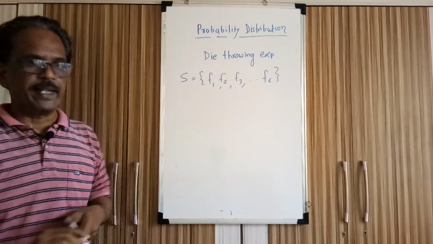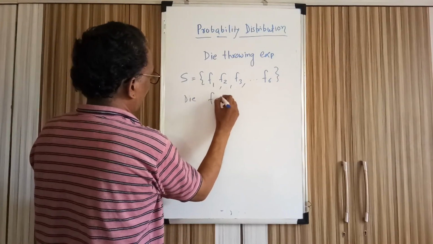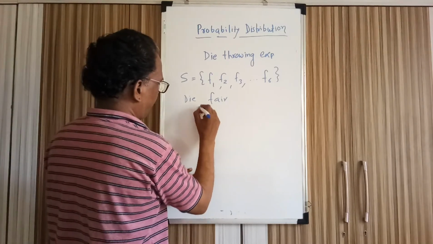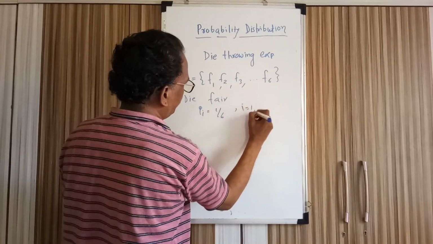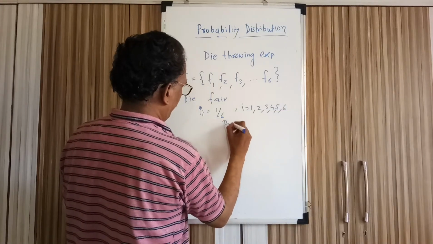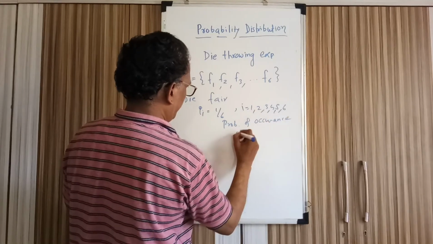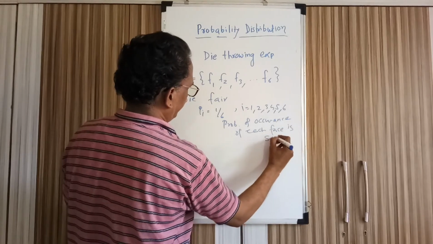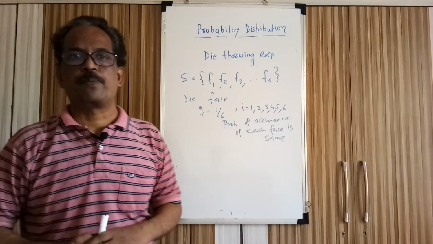So if the die is fair, then what is the probability of occurrence of each face? 1/6. So the probability of occurrence of each face is the same, since the die is fair. So now we have the sample space.